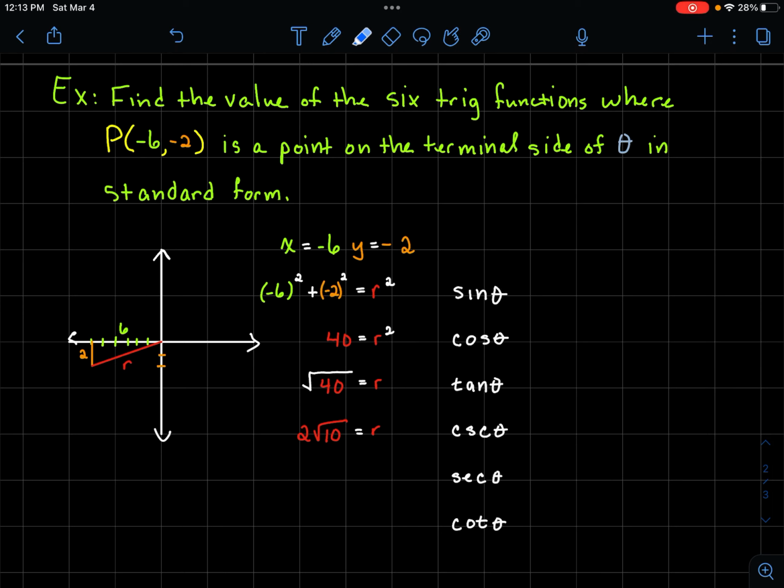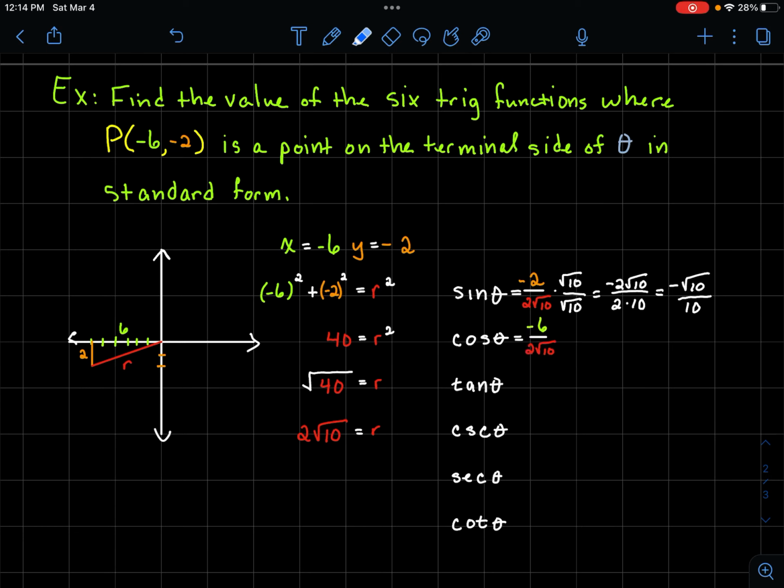Let's go in and find those trig functions. Again, starting with sine. Sine is the y over the r, or -2 over 2 root 10. We need to simplify and also rationalize this fraction because we do not like to have radicals on the bottom of our fraction. So I'll multiply both the top and the bottom by the square root of 10. Knowing fractions, we just multiply straight across. This will give us -2 square root of 10 over 2 times 10. We can cancel out the 2's. So the sine of this angle is negative square root of 10 over 10.